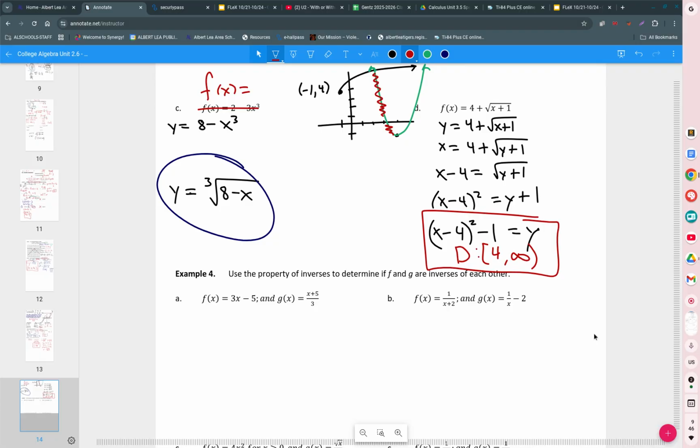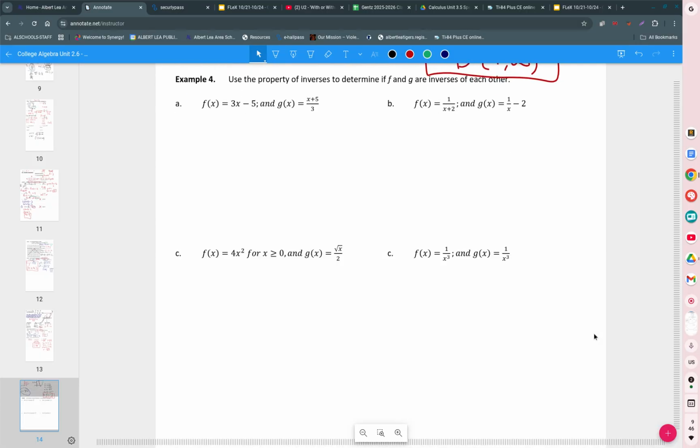So, look at example 4. It says, use the property of inverses to determine if these are inverses of each other. If it says this, use the property of inverses to determine if they are inverses of each other. You don't switch x and y, you do composition. So I'm going to compose f of g, and I'm going to compose g of f.